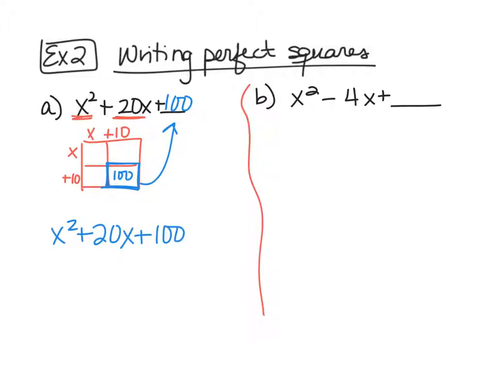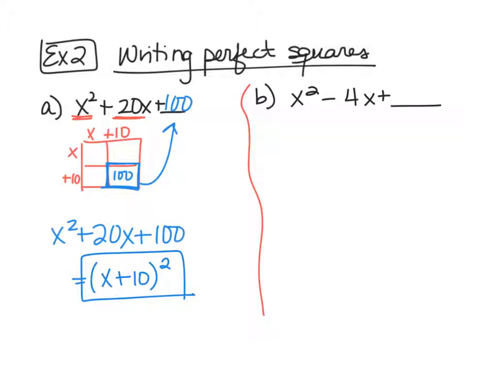But we want to write that as a perfect square. I know that this is a perfect square because both sides of my box have the same value. That's x plus 10 times x plus 10. And since it's the same thing twice, we can write that as x plus 10 squared. All right, so this is the answer really that we're looking for.